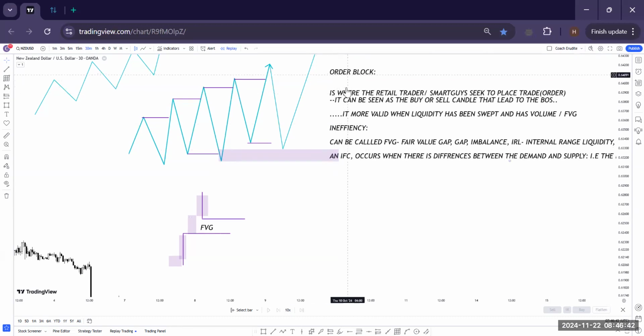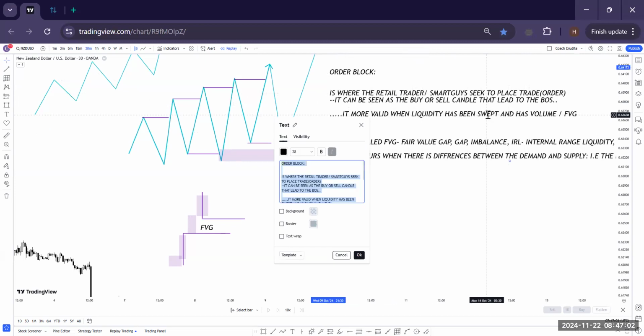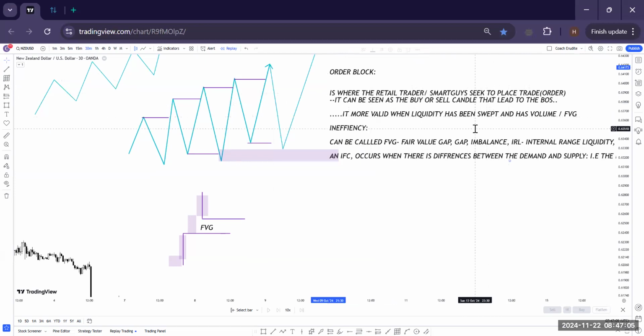And now look at this order block here. I said order block is where retail traders and smart money seek to place orders. It can be seen as a buy or sell candle that led to the break of structure. And I went further to say it is more valid when its liquidity has been swept, or let me use the word grabbed. I hope you understand. Liquidity has been swept and it has volume. And what is this volume? It is this inefficiency that we just talked about, which is this, or FVG.